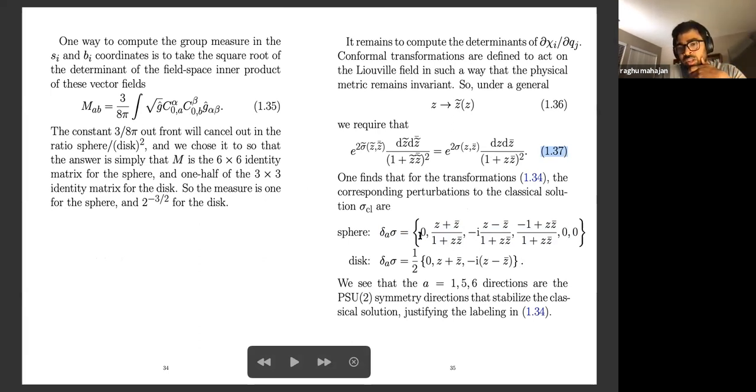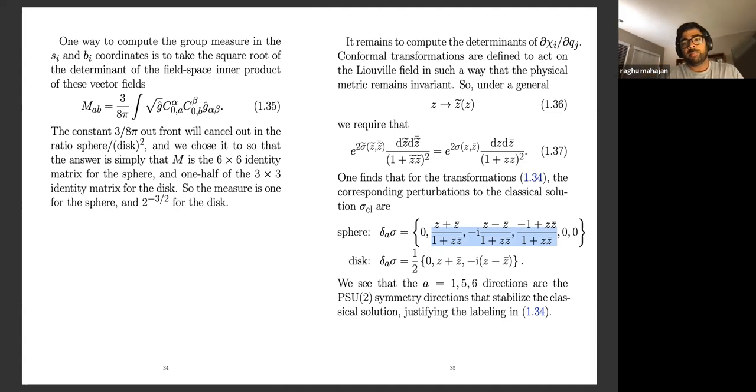And here, for example, on the sphere, you get 0, 0, and 0 for these three guys. These are the SU2 ones. And the three B's that I was calling change the value of sigma by these functions on the sphere. And you will notice that these are precisely the L equal to 1 spherical harmonics. Anyway, and there's a similar story for the disk.